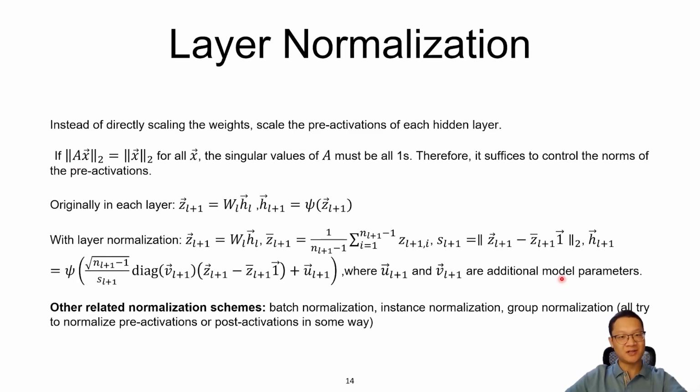Using this fact, we can change the way the pre-activation becomes the post-activation. Originally we had Z_{L+1} = W_L H_L, and then H_{L+1} = Psi of Z_{L+1}. What we're going to do is rescale Z so that Z has norm 1. If we do that for every layer, then the norms of Z and H are going to be similar, and that will force W to not have any elements that are too large.